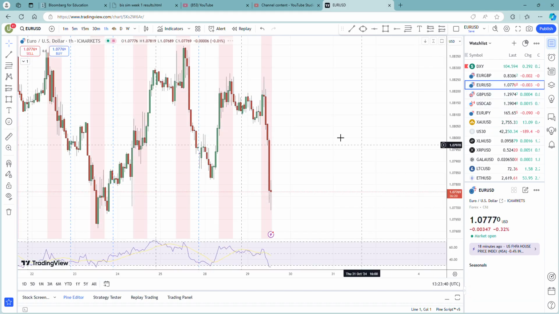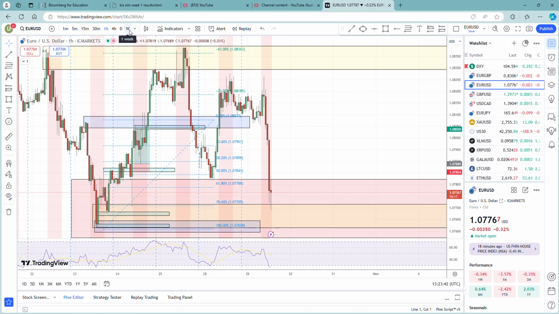If we then go on to EURUSD and GBPUSD, I'm going to do these two pairs quickly. I'm not going to do USDCAD and EJ because I'm already over 10 minutes.